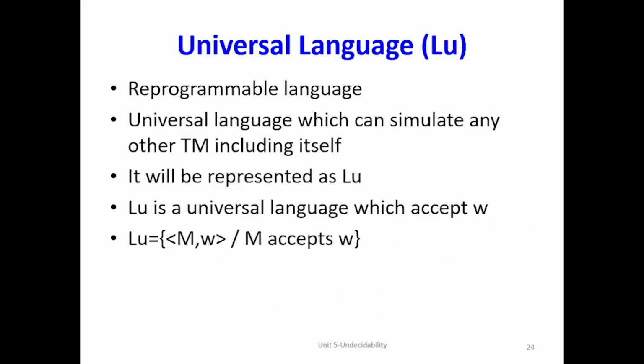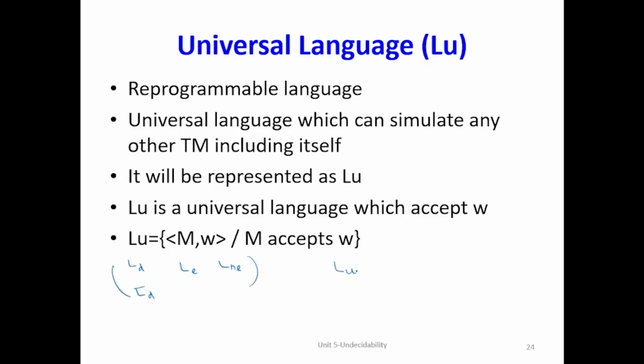Consider another type of language, the universal language, LU. It is also called a reprogrammable language. What is the meaning of reprogrammable? It means it is a simulation of other languages. So what are the other languages? Here I only know about the diagonal language. The other languages are the empty language, the non-empty language, or the complement of the diagonal language. These are all different types of languages.